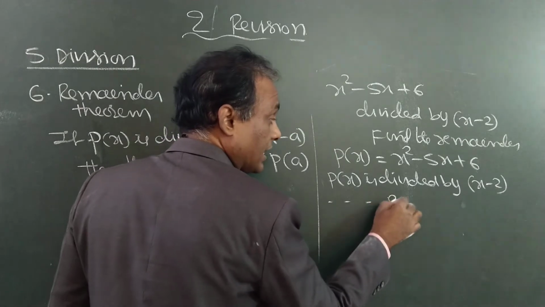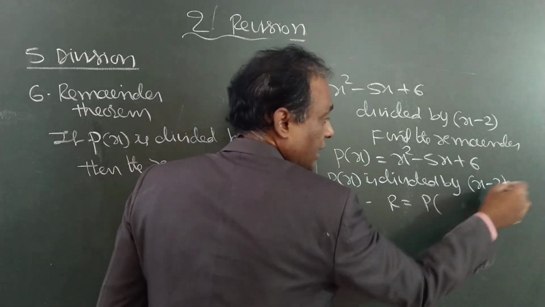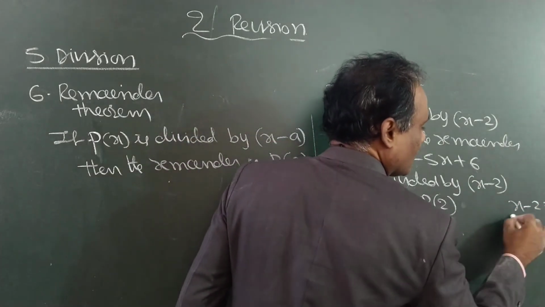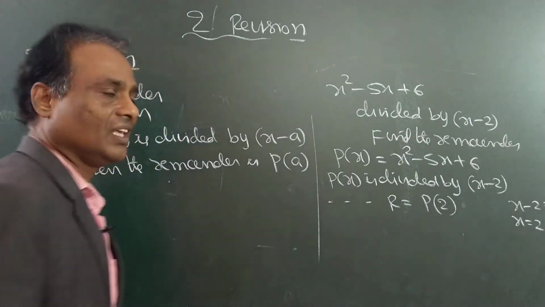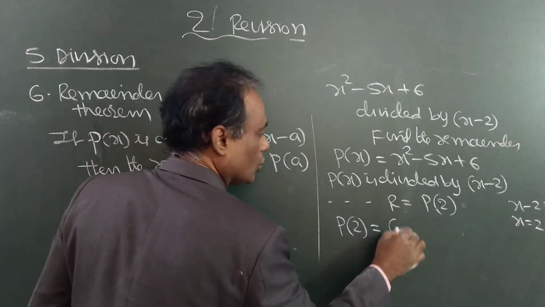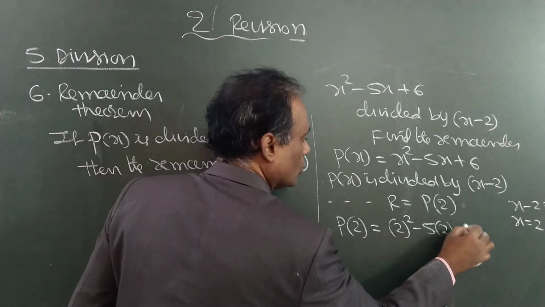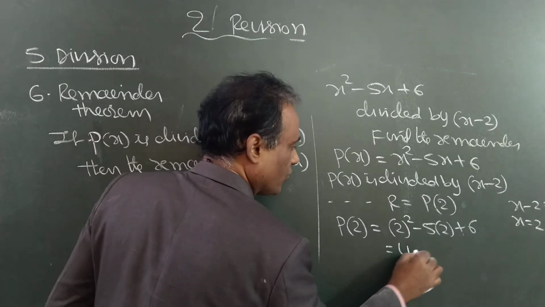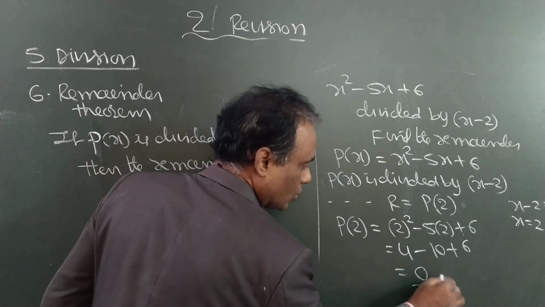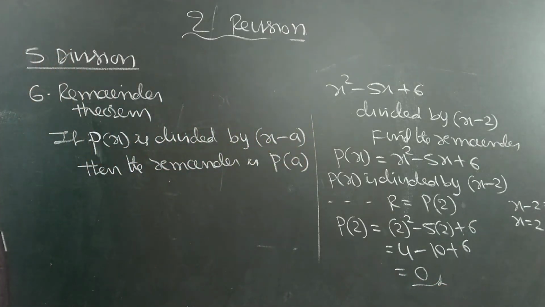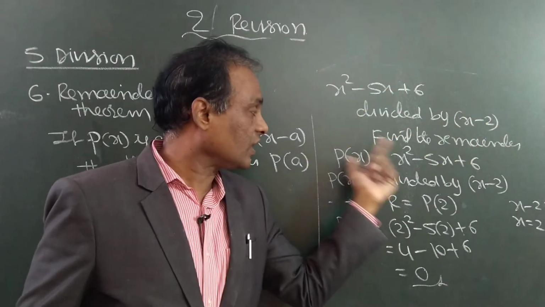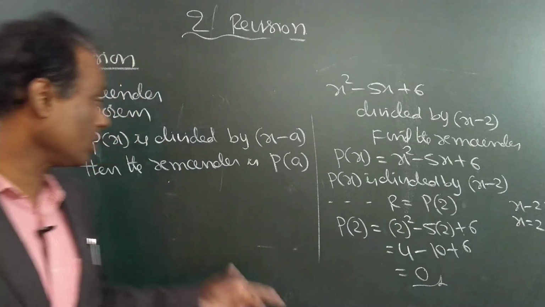Then according to the remainder theorem, the remainder is p of 2, because take x minus 2 equal to 0, x is equal to 2. So find p of 2. That is the remainder. P of 2 is 2 square minus 5 into 2 plus 6. 2 square is 4, minus 10, plus 6. 6 plus 4 is 10, 10 minus 10 is 0. The remainder is 0. Like this, if one polynomial is divided by a first degree polynomial, without actual division we can find the remainder. This is the remainder theorem.